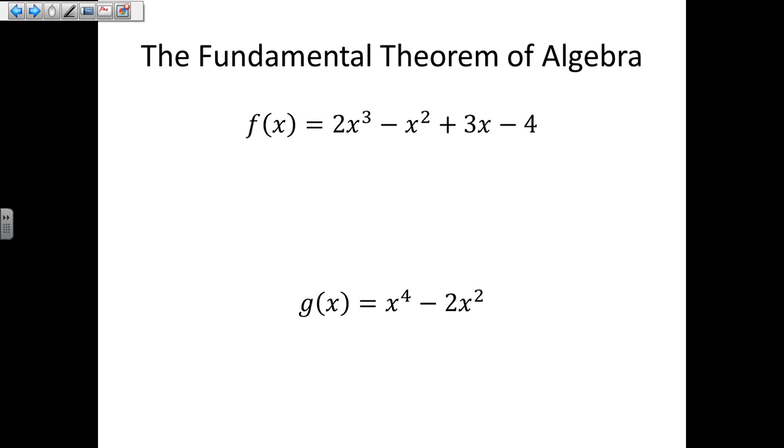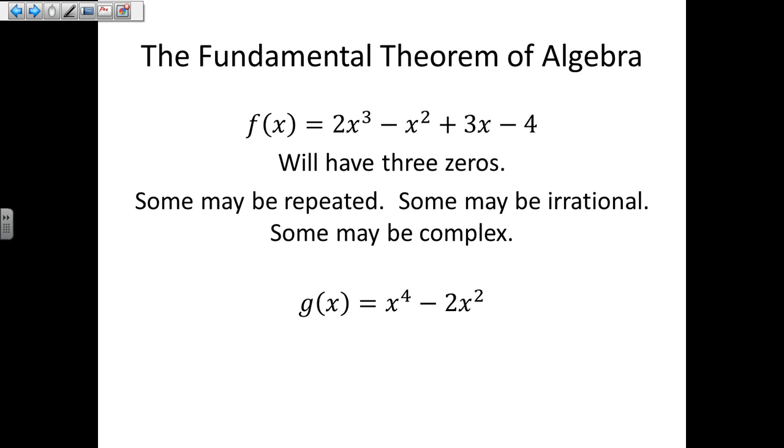Now, let's take a look at these two polynomials. The first one will have 3 zeros. Some may be repeated, now that's the multiplicity. Some may be irrational. If there are irrational ones, they would have to come in pairs based on the irrational root theorem. Some may be complex. We'll talk about complex zeros in a little bit.